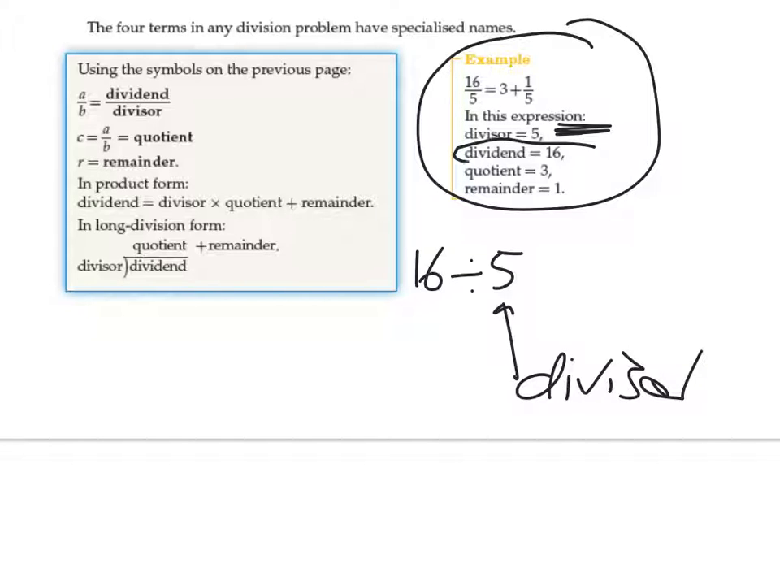The dividend is not a piece of financial jargon here. It means the thing that we're dividing, and that's 16. The quotient is the whole number that we get when we do the division. So if we divide 16 by 5, we get 3, and we get 1 remainder. So we say the remainder is 1, and the quotient is 3.